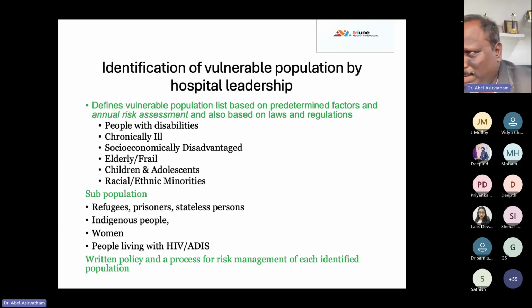For example, for patients with disabilities, what are the risk factors? And with regards to risk management, whether the hospital has proper grab bars, proper wheelchairs, and so on. Those kinds of things need to be there.